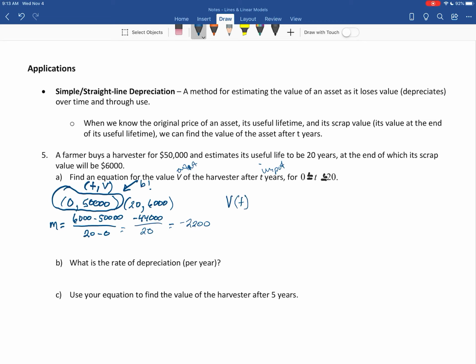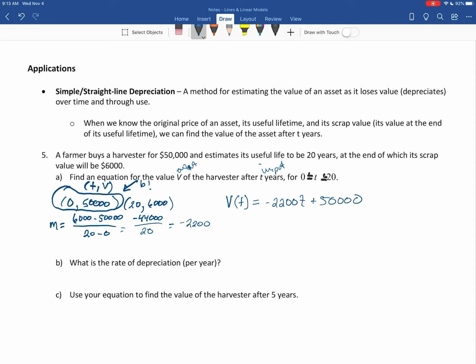In function form, this says the value of this after t years in time. Here's my slope, negative 2,200 times t, and I already know B. B was 50,000. So done, we found the equation.